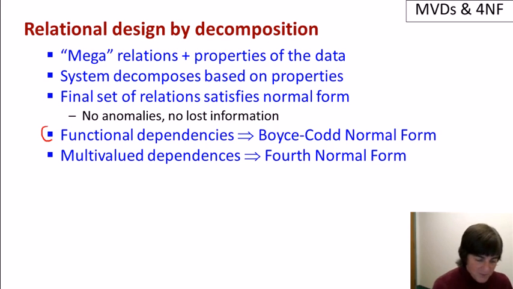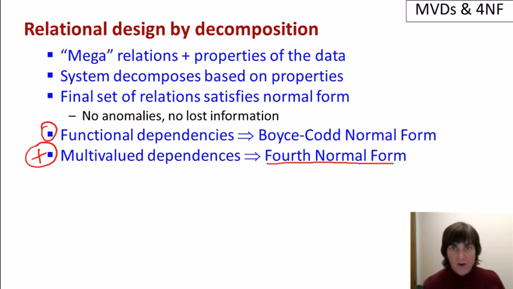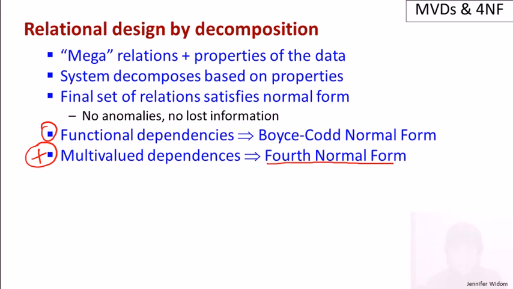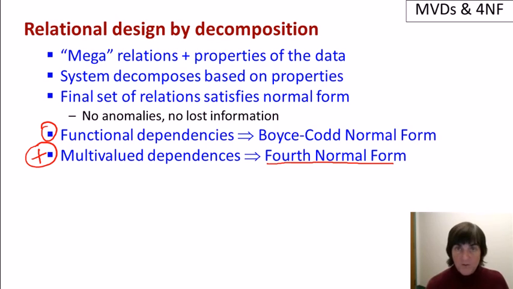When we have functional dependencies as our properties of the data, we get Boyce-Codd normal form, and then when we add to the functional dependencies multivalued dependencies, we get fourth normal form. And the specification of multivalued dependencies and the decomposition into fourth normal form is the topic of this video. As a reminder from earlier, fourth normal form is stronger than Boyce-Codd normal form.